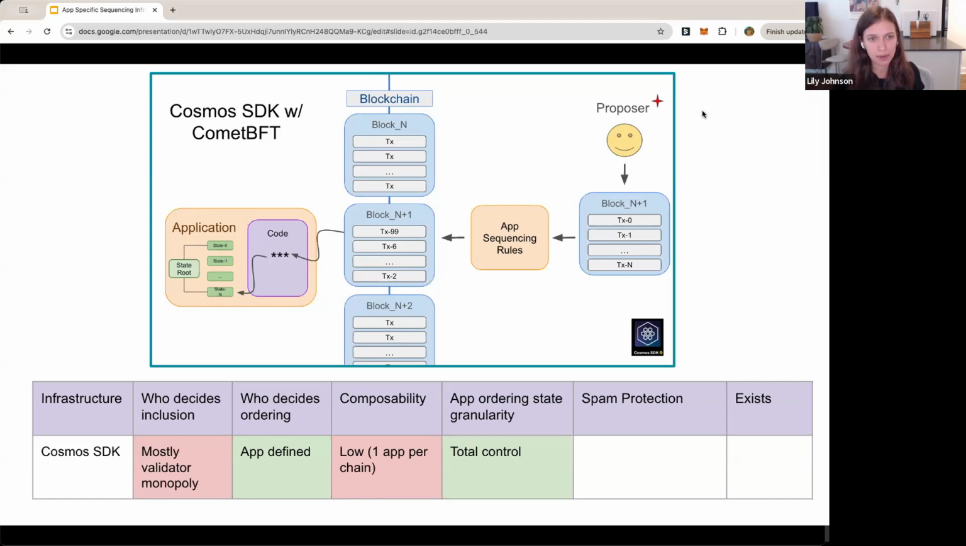In terms of the app ordering, total control. So this is pretty nice. We like that. In terms of spam protection, there's none out of the box. And again, caveat, on Twitter, people are like, "Oh, but this is so easy to add." I don't really know how it is easy to add. I think it's a pretty unsolved problem. But I guess you can design your app to process transactions in a way where they do handle spam. So again, default case, there's none though. And this does exist today. So if you want to go write an application-specific app chain built in the Cosmos ecosystem, you can totally do that.